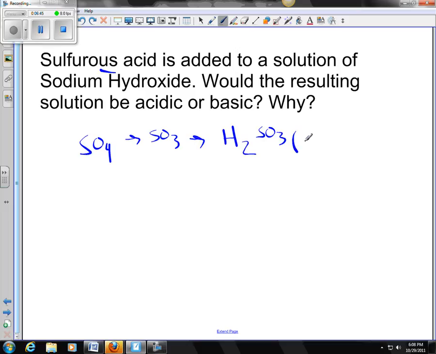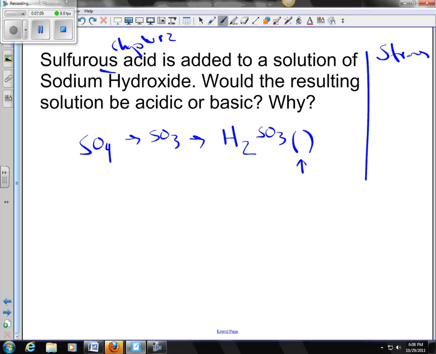Now, I need to know that. That's from chapter 2. But I also need to know if it's strong or weak, and that's from chapter 4. I need to know if it's strong or weak, because if it's strong, I put AQ here, and if it's weak, I put liquid here. So I would need to check my strong acids. I'm just going to put them right over here.